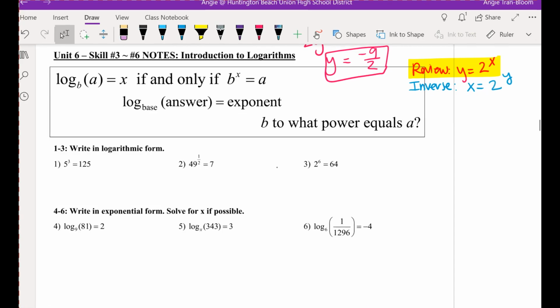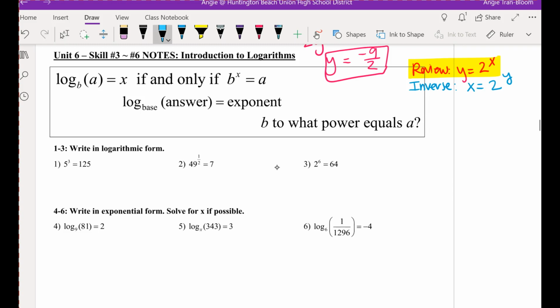So this is read: log base b of a equals x. Okay? That's how you say it. Log base b of a equals x, if and only if this is a true statement of the exponential. If and only if the exponential is b raised to the x equals a.